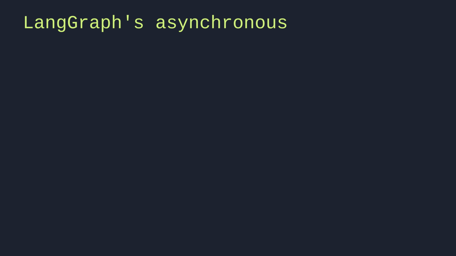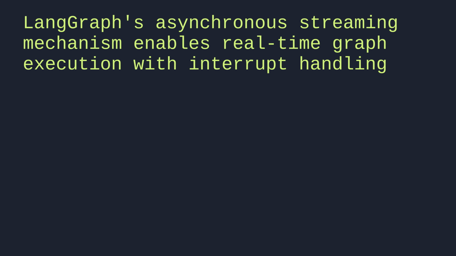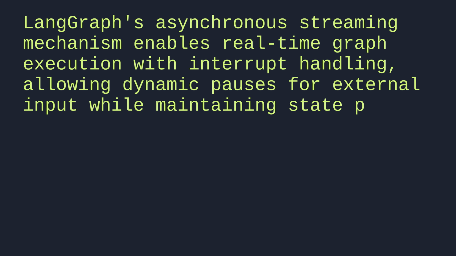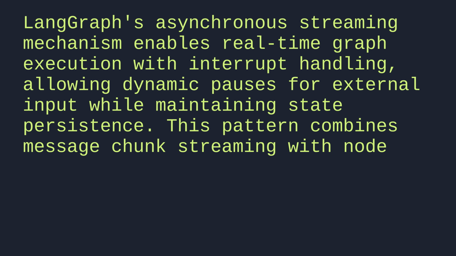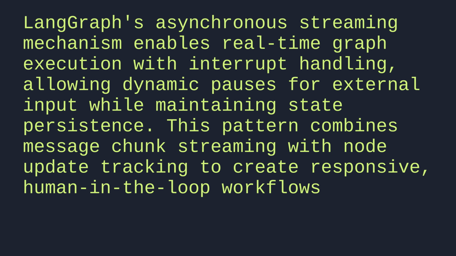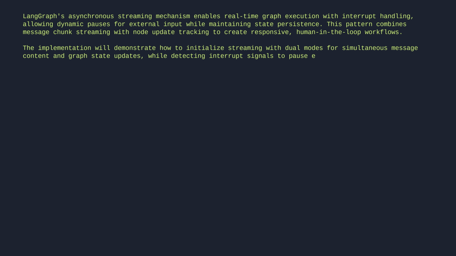LangGraph's asynchronous streaming mechanism enables real-time graph execution with interrupt handling, allowing dynamic pauses for external input while maintaining state persistence. This pattern combines message chunk streaming with node update tracking to create responsive, human-in-the-loop workflows. The implementation will demonstrate how to initialize streaming with dual modes for simultaneous message content and graph state updates, while detecting interrupt signals to pause execution and resume with user-provided data.